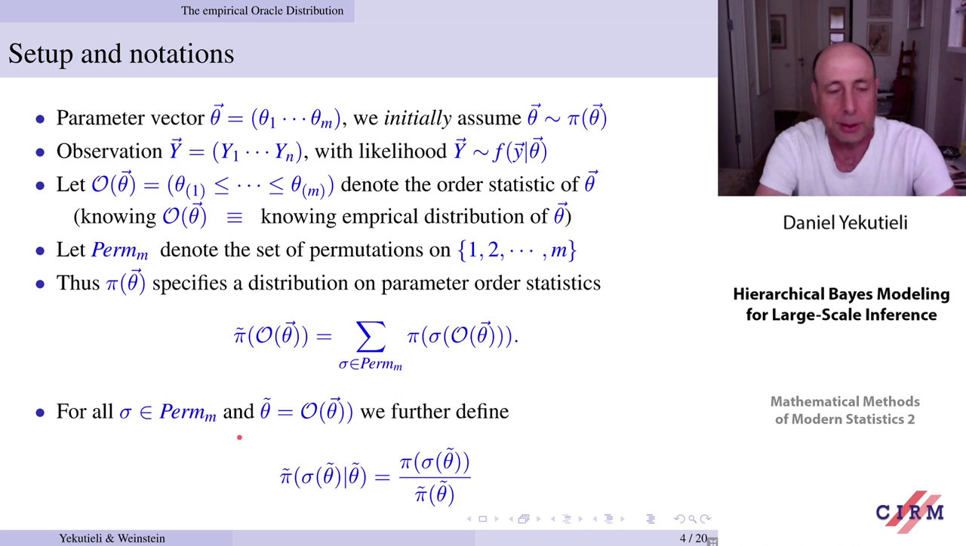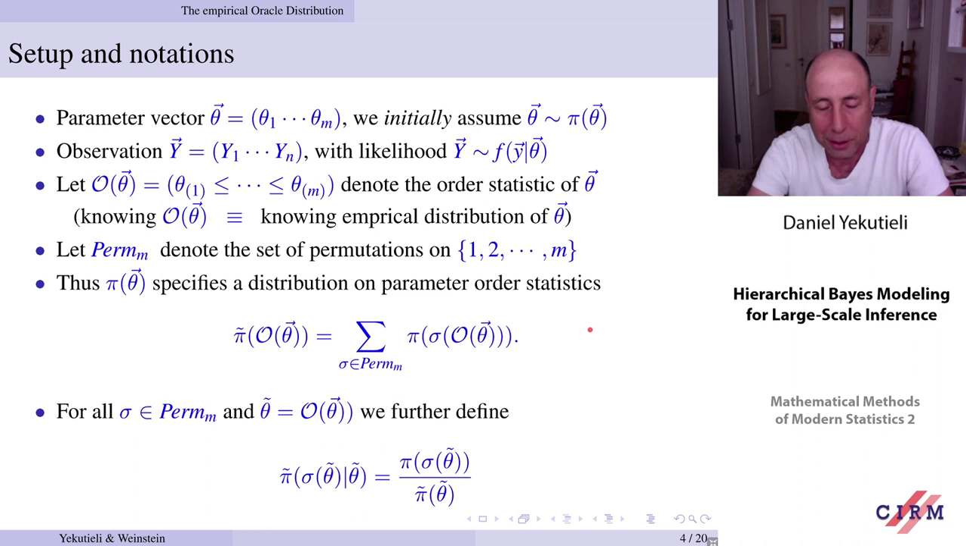Our observations, y, are also a vector, very high dimensional, but of a different dimension: M and N are different. We assume that we have a known likelihood, which for each unknown parameter vector specifies the distribution of the data. Okay, this is all well known.